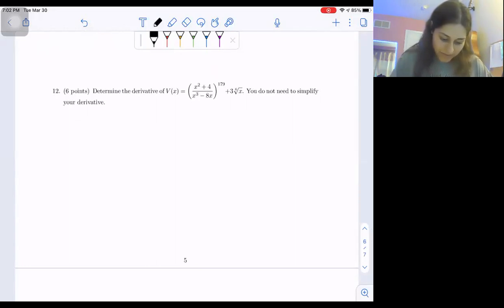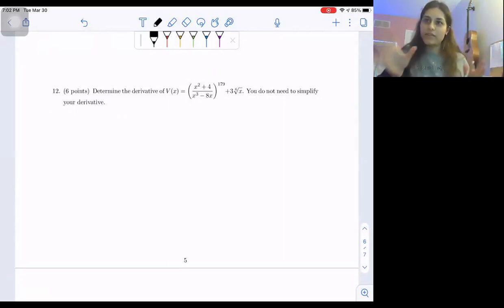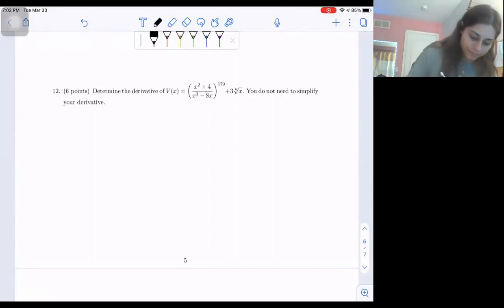Okay, determine the derivative of this. You do not need to simplify. Okay, this is such a gross derivative. I'm sorry, guys, in advance. But like I said earlier this session, if we're like, oh, this is really complicated, it looks like we have a derivative within a derivative, we can think of chain rule. We'll find out that that's not the only rule we'll have to use. Let's start with that one.